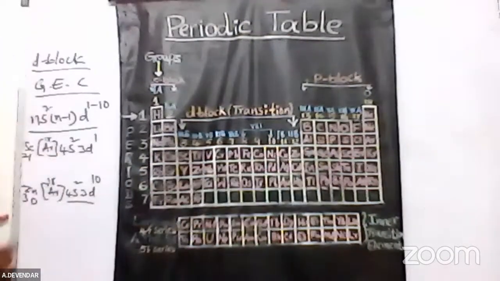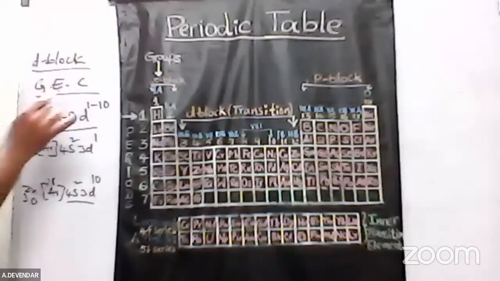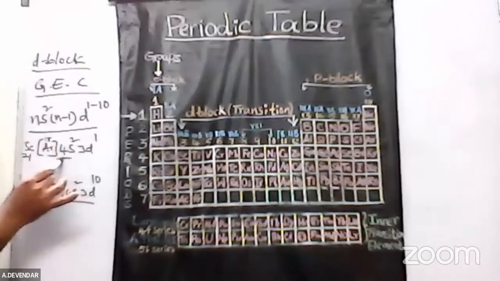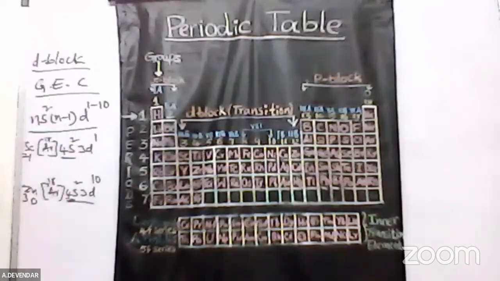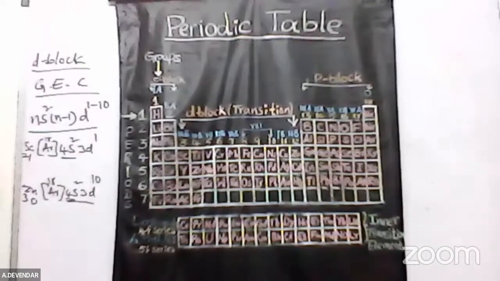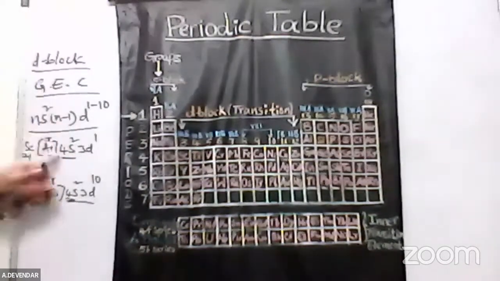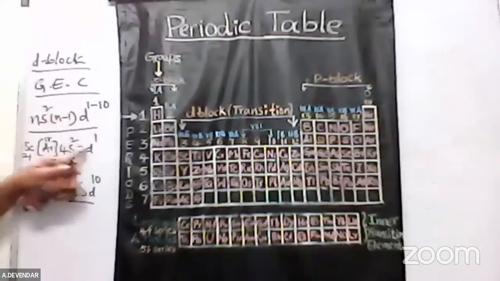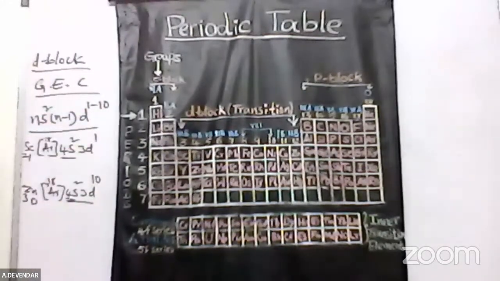The general electronic configuration of d block elements is ns2, where n means this is 4s2. And (n-1) means that is nothing but the 3d. n is 4 here, so 4 minus 1 means 3d, 1 to 10. This is the general electronic configuration.